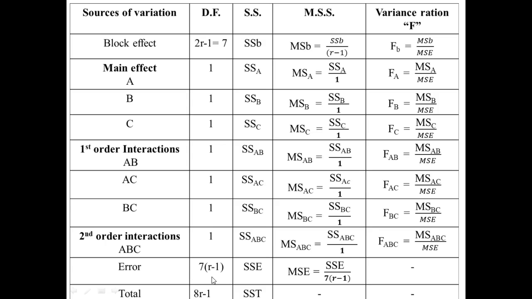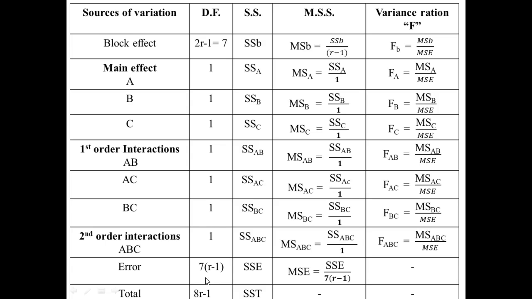For error, in RBD, we know that degrees of freedom for error is t minus 1 into b minus 1. Here b is nothing but the number of blocks. Here we consider the number of replicates. In 2-cube experiment, we have 8 treatment combinations. So t minus 1 is 8 minus 1 equals 7, into r minus 1. So this is the degrees of freedom for error.